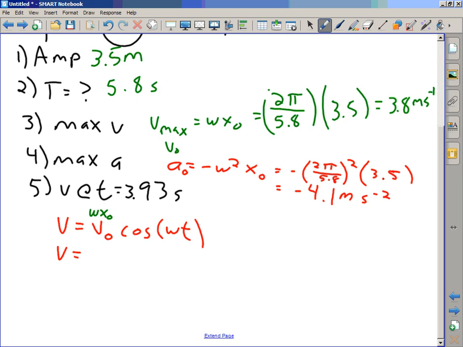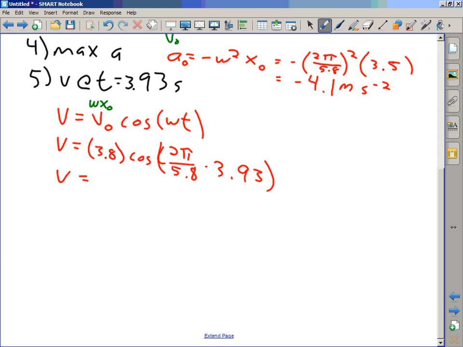V equals, we found V max to be 3.8, cosine, we know what omega is now. It's 2 pi divided by 5.8 times t, 3.93 seconds. Right, and that's going to allow me to calculate the velocity. Is that not bad? The rest of you? 3.78, 3.79, 3.7, negative what? 1.7. Negative 1.05, that one.